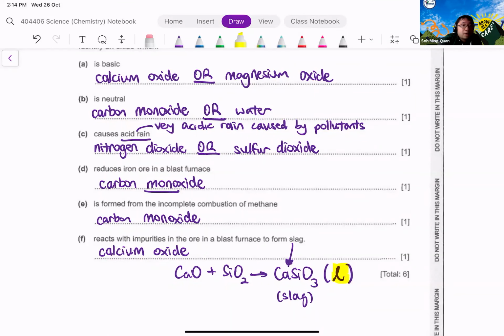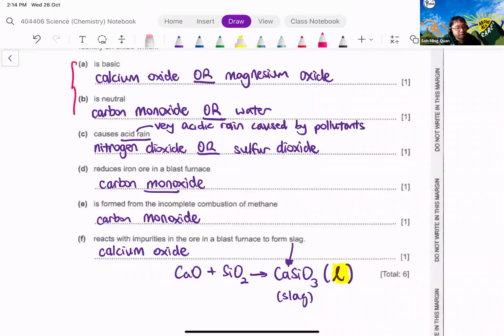Okay, so let's take down question 1. It's 6 marks. For those of you who have done it, I hope you get 6 out of 6. Now, if you have gotten it wrong, you need to revise selected chapters.